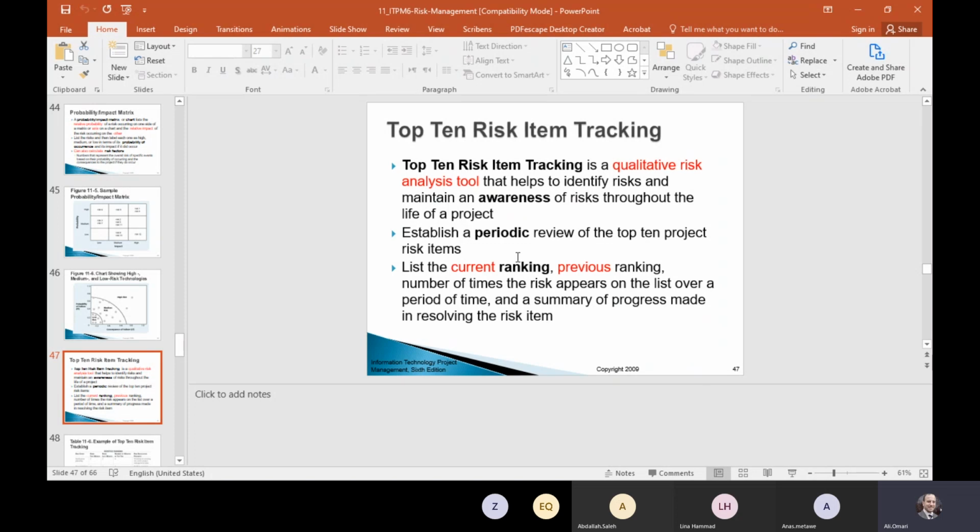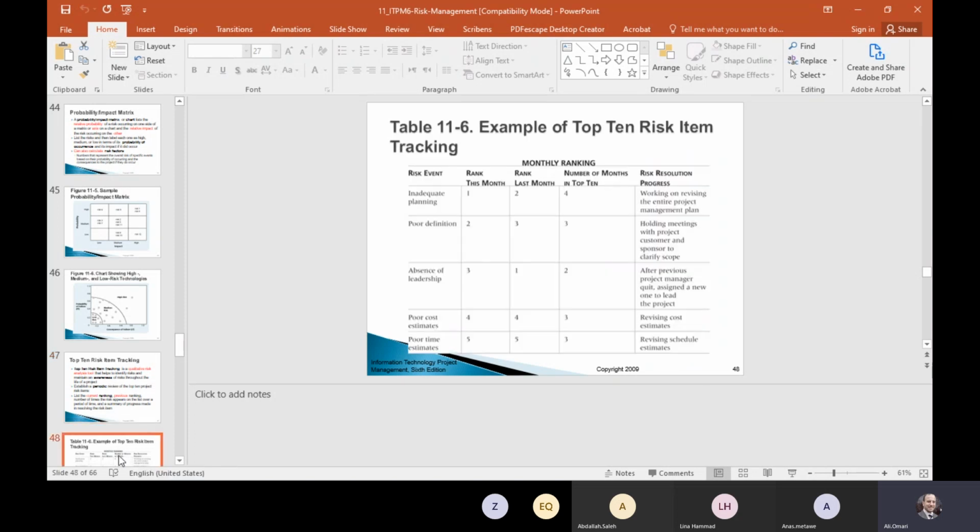Also, you need to list the number of times the risk appears on the list, meaning the frequency of the risk over a period of time, and a summary of the progress made in resolving that certain risk. So it is basically a method of tracking the risks over the period of the project cycle.